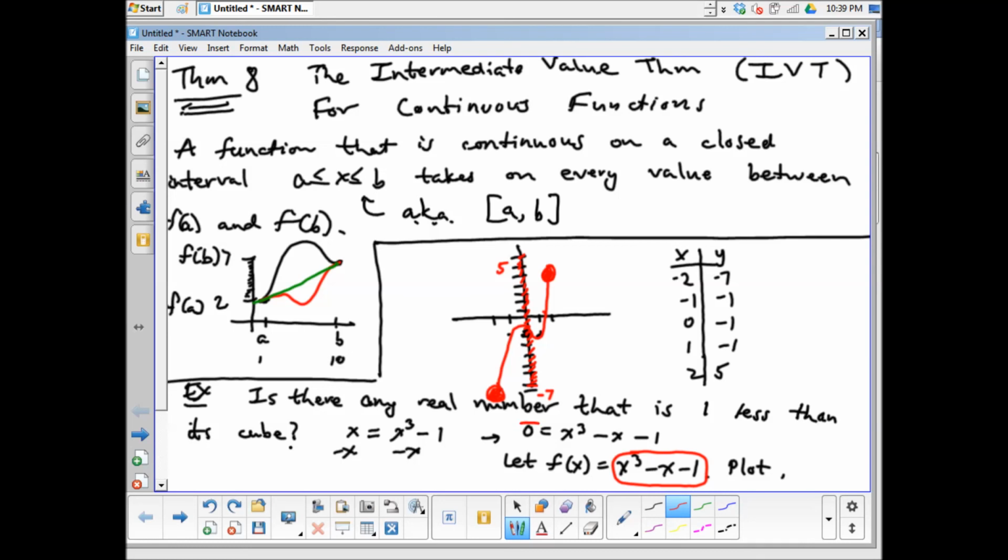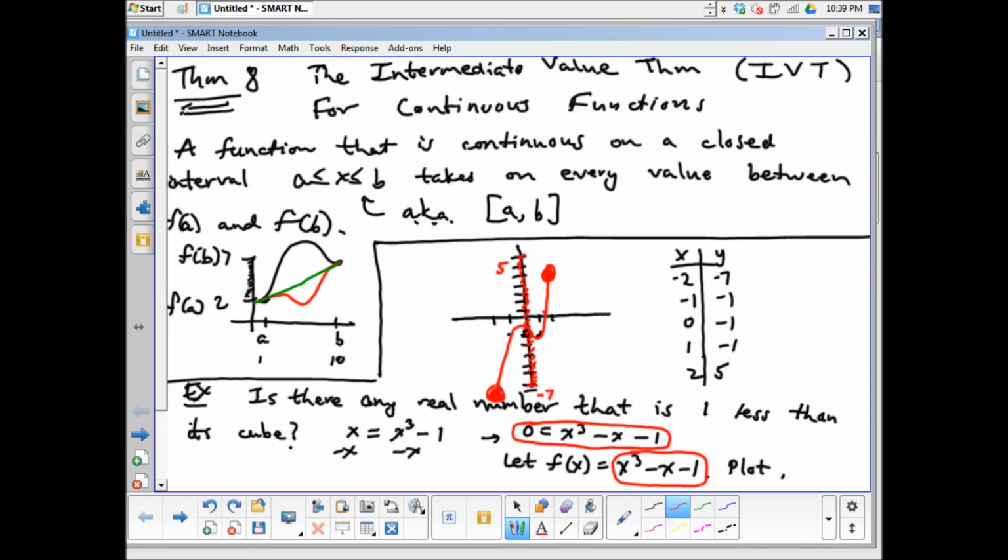In other words, there is a time when this is true. This is true, according to the IVT. So where is it in here? I don't know. 1.152. I have no clue. That's not the point of the question. The point of the question is just to check for existence of this number.